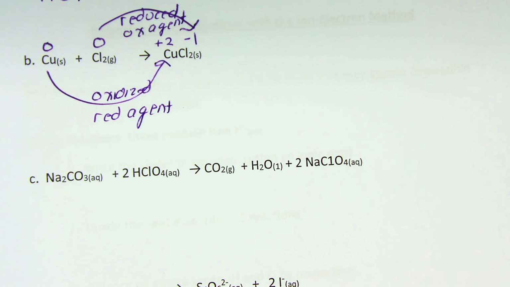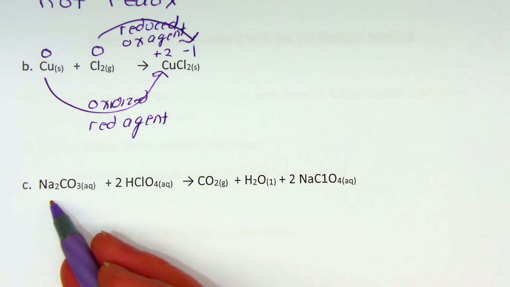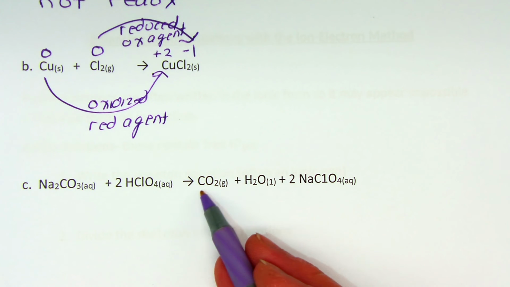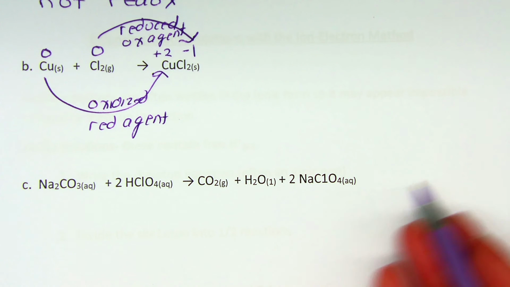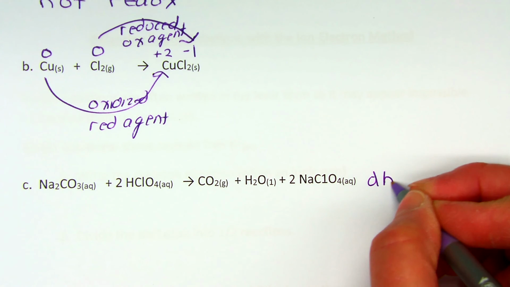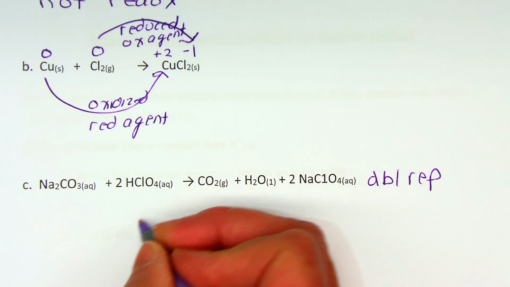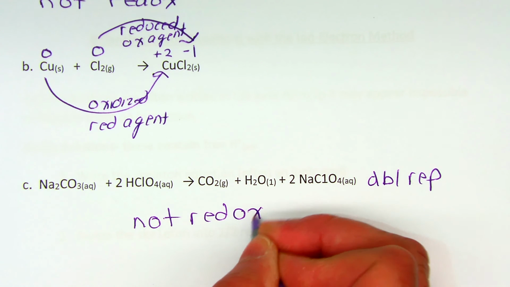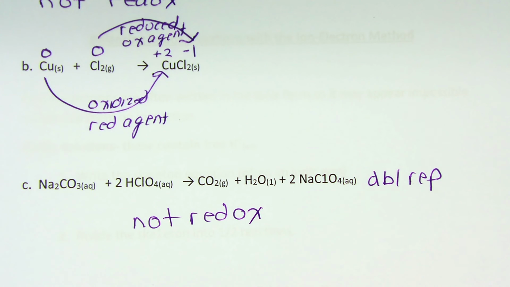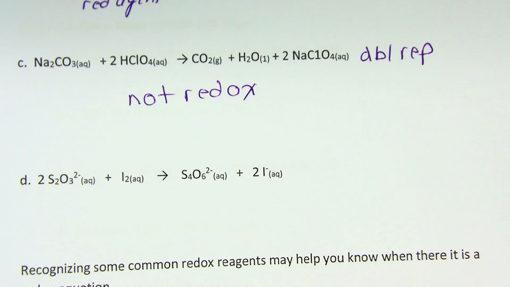Okay, let's look at the next one. Anything unusual in the next one? It's double replacement. We trade partners. We make carbonic acid, which breaks down, and we make sodium hypochlorite. So this is double replacement. Nothing changes. There's no redox. You could go through and identify all of the oxidation numbers, but nothing changes.